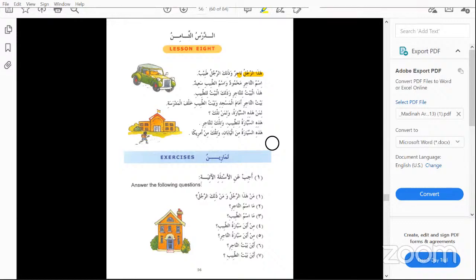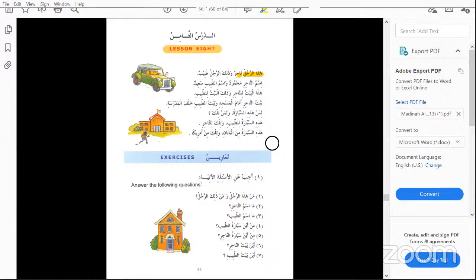Man haza rajulu wa man zalika rajulu. Who is this man? Where is this man from? No, who is this man and who is that man? Wa man zalika rajulu. And who is that man?